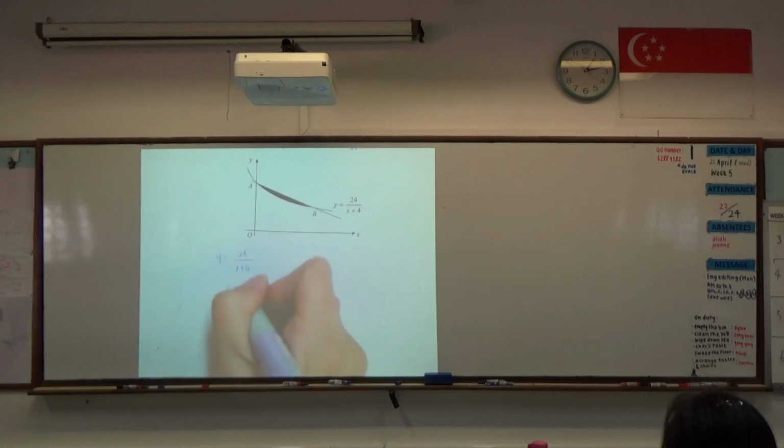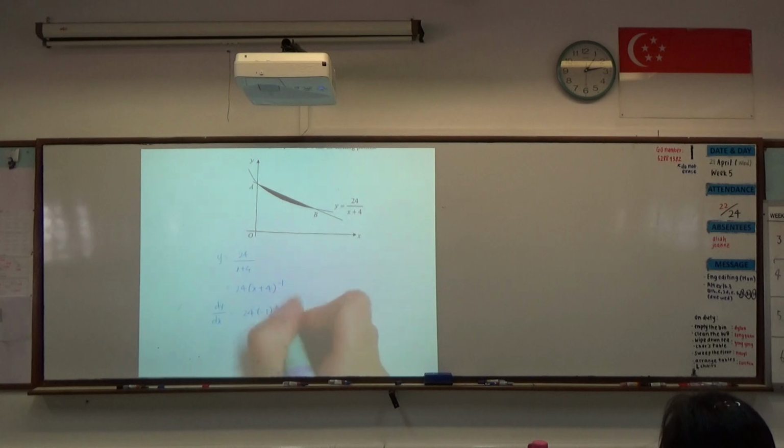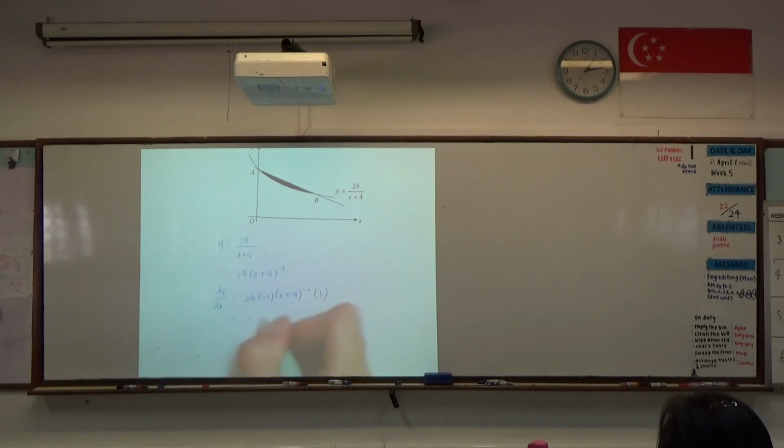Okay, so we have 24 times x plus 4 to the power negative 1. Differentiating it, we bring down the power minus 1, and differentiate x plus 4, we get 1. So that is negative 24 over x plus 4 squared.